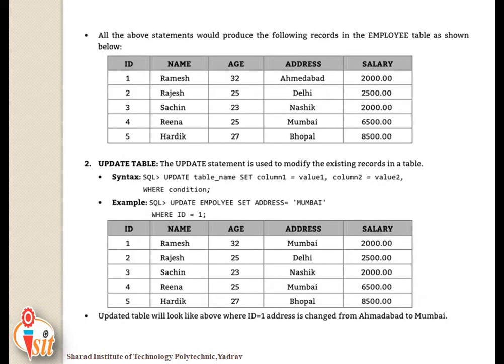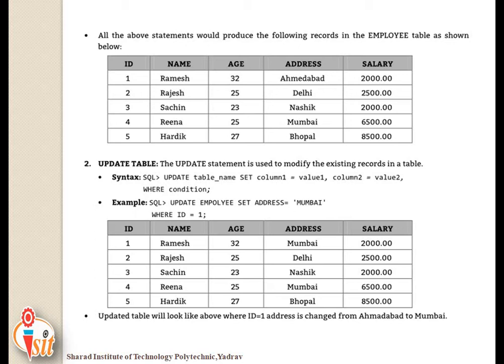Then all the above statements would produce the following records in the employee table as shown below. Like the previous example, it is collected into a single table. This is one example. IDs 1 to 5, names Ramesh, Rajesh, Sachin, Reena, Hadik, and the ages of those particular persons, their addresses, and salary, how much they have.